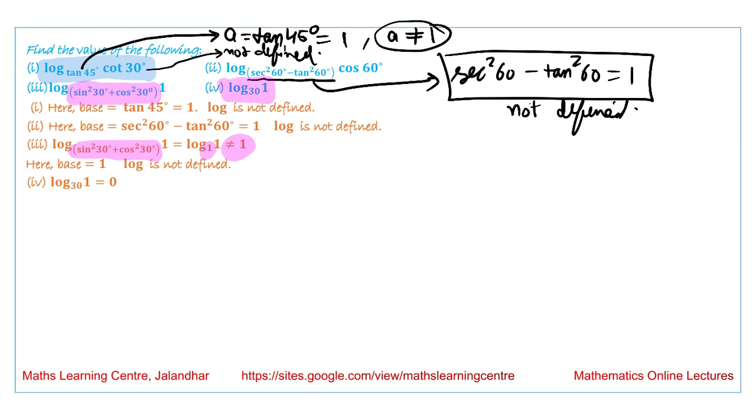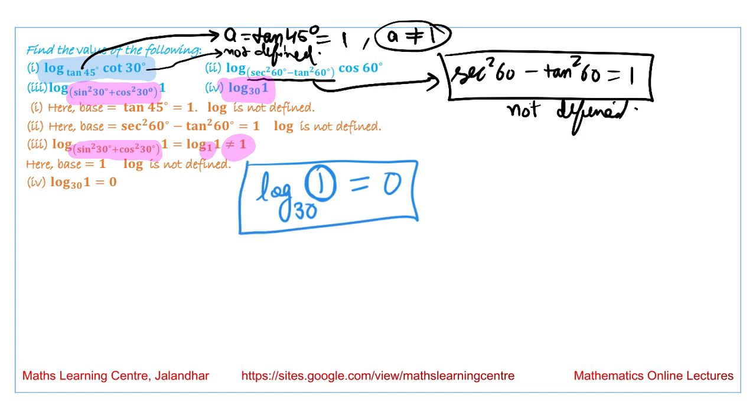And last, the next question we have is log 1 to the base 30. We know that if we have the value 1 over here, the answer is always equal to 0. Suppose we say x is equal to log 1 to the base 30. So, we are solving the equation that 30 raised to the power x is 1, and this implies x is equal to 0.